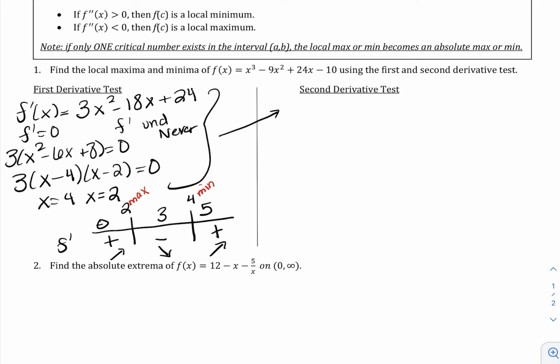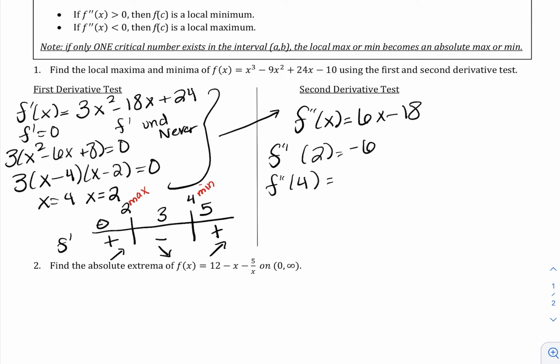Now, the new way to test it, the second derivative test, is instead of drawing a sign chart, you find the second derivative, which will be 6x minus 18, and you plug the critical numbers into the second derivative. So when you plug in 2, you get 12 minus 18, which will be a negative 6, but you don't actually care what the number is, you just care that it's negative. And when you plug in 4, it will give you 24 minus 18, which will be a positive 6, so it will be greater than 0. So because it's negative, it's a max, and because it's positive, it's a min.